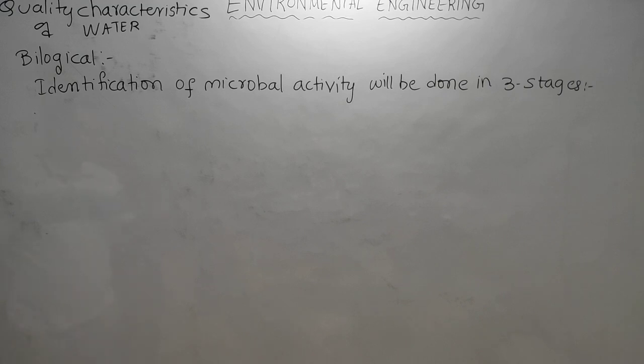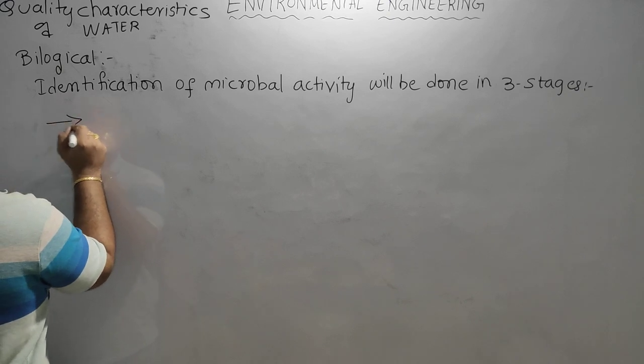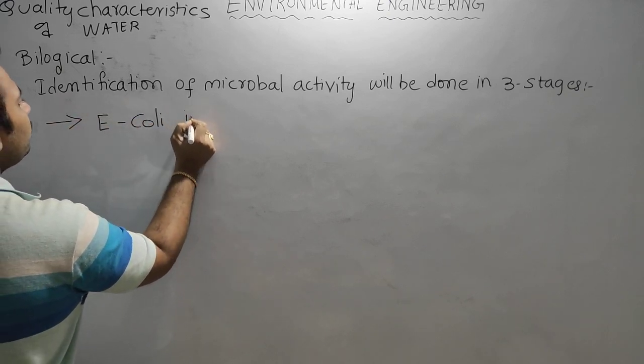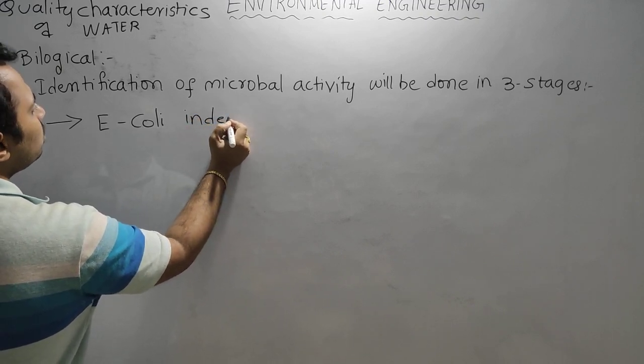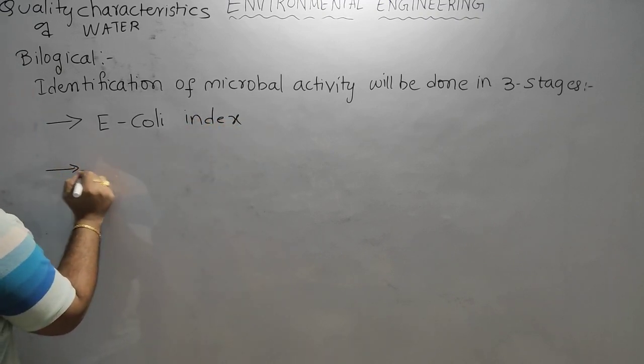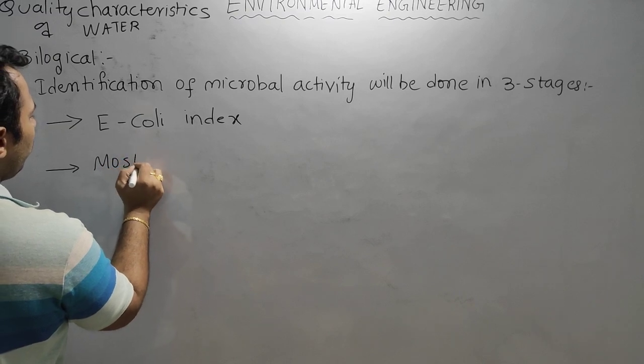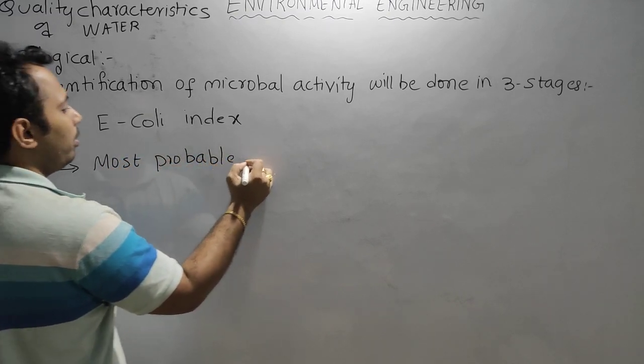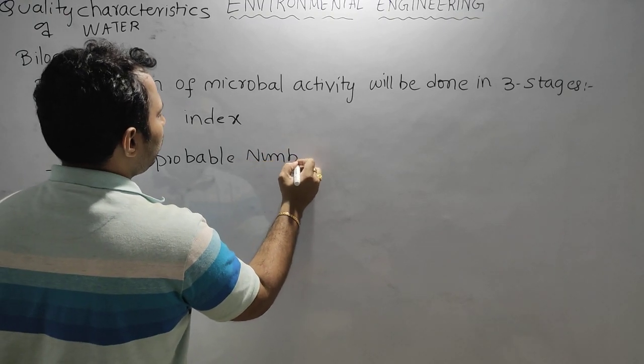So the result can be given in the form of E. coli index. Either we can give this result as E. coli index, or we can use this data to find the most probable number. Most probable number. So what is E. coli index?